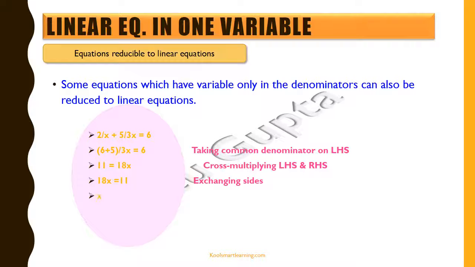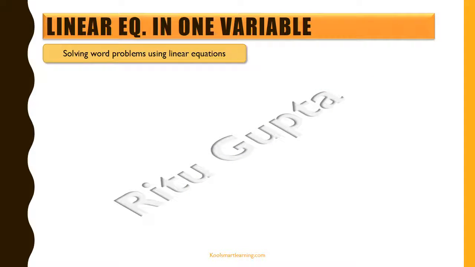This is exchanging sides, and then x becomes equal to 11 by 18. Again, this got converted into a linear equation. Now let's try and see how do we solve some of the word problems using the linear equations.